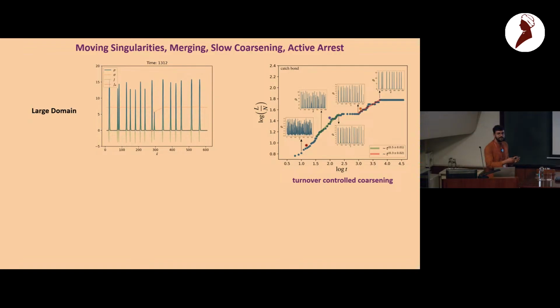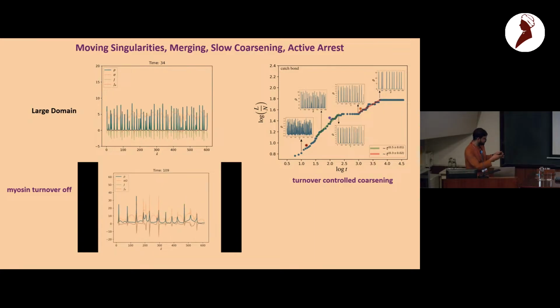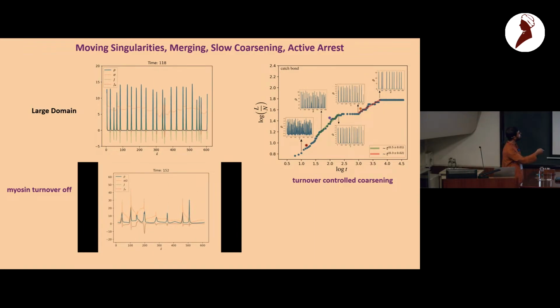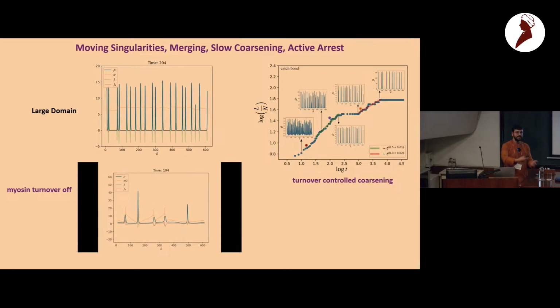It's coarsening, but we don't know how. Yeah, it's very slow, and the coarsening rate will depend on the turnover also. So I'll just show another video here. Here we have taken a snapshot of this, and you have turned off the myosin unbinding binding, and then it coarsens regularly. So the coarsening of the singularities.